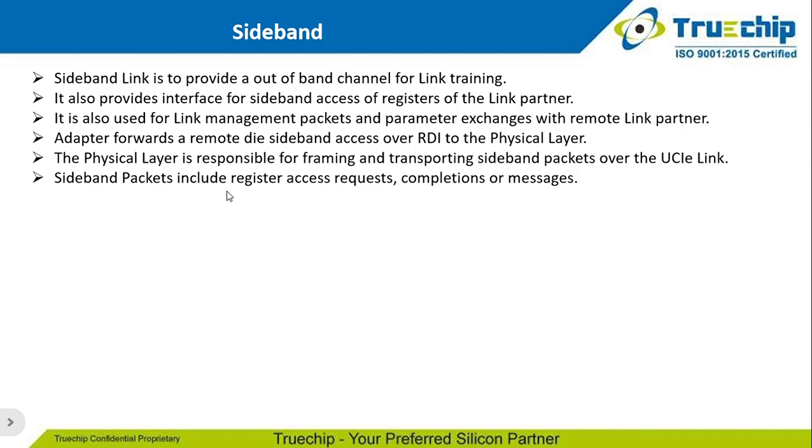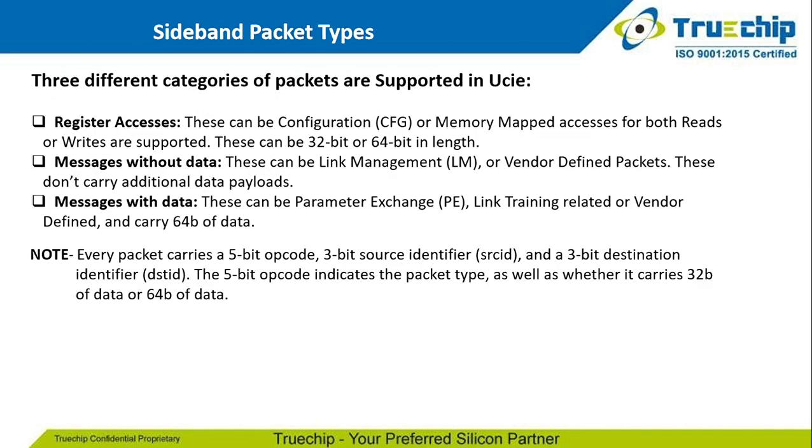And the sideband packets include register access requests, completions, or messages. So here are some types of sideband packet. The first one is register accesses, the second is messages without data, and the third is messages with data.